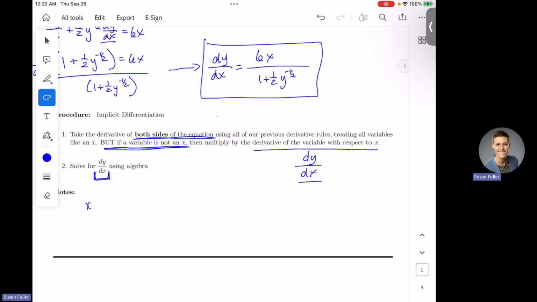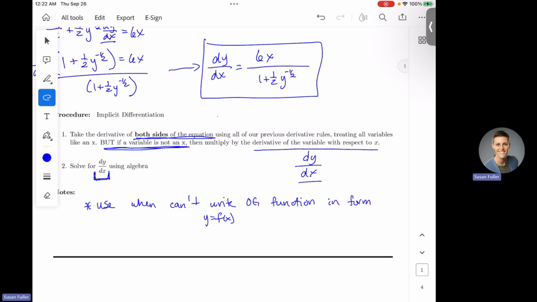So a couple of notes here. When do you use this, right? You have to use implicit differentiation like this when you can't write your original function in the form y equals f of x. If you have functions with both x's and y's on both sides or all together mixed up, you have to use implicit differentiation to take the derivative.